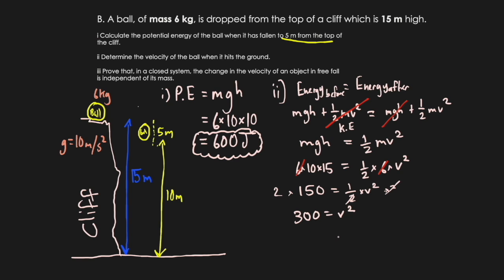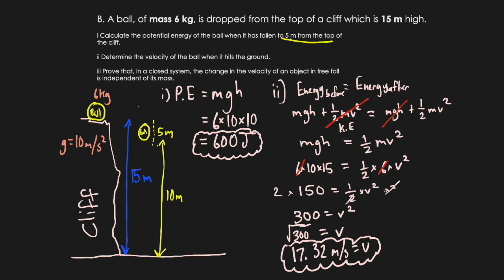Now in order to find v, which is the velocity just before it touches the ground, it's going to be the square root of 300, which is 17.32 meters per second.